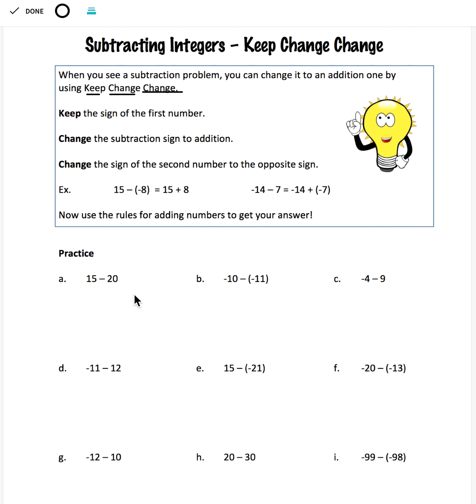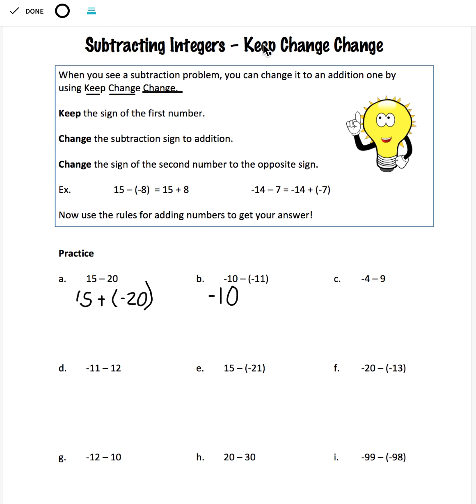So first, let's go through and do keep, change, change. 15 minus 20. That's the same thing as 15 plus negative 20. We kept the 15, we changed subtraction to addition, and we changed positive 20 to negative 20. Letter B, negative 10.